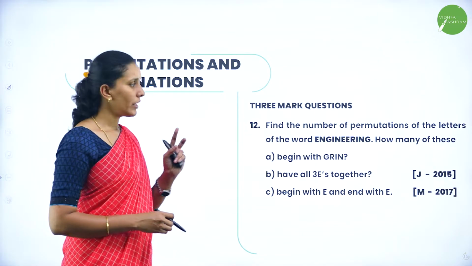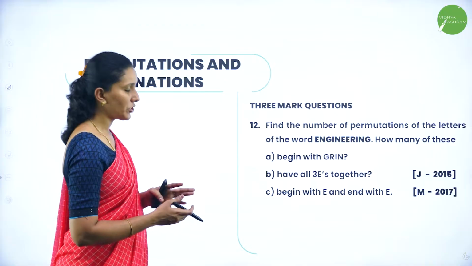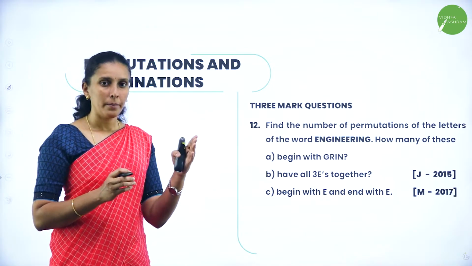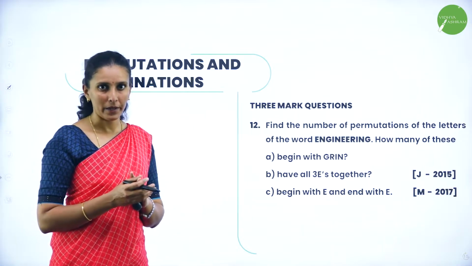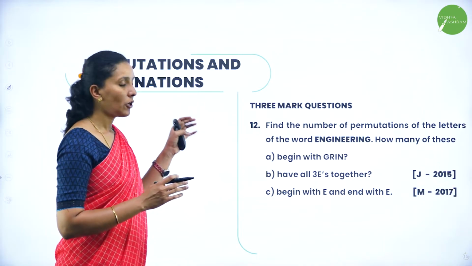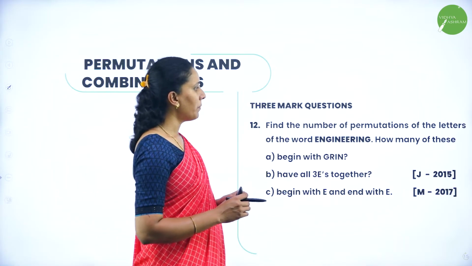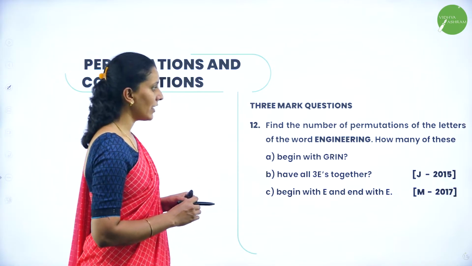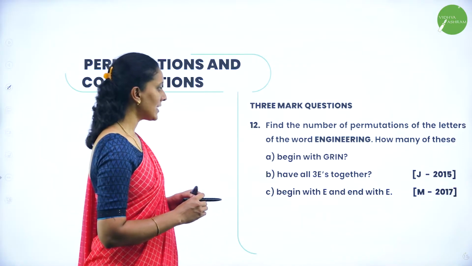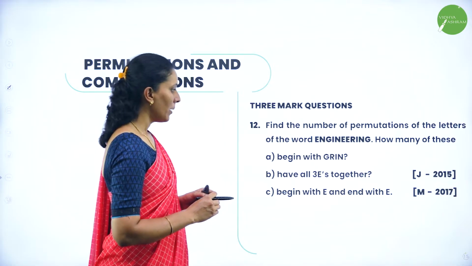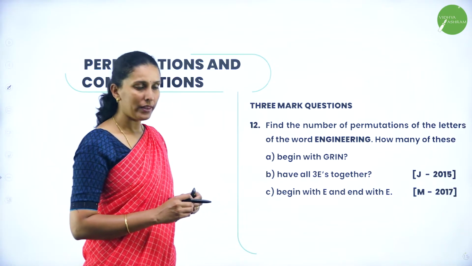Next, we will look at a 3-mark question. In a 3-mark question, you may get questions containing 3 sub-questions based on permutation or combination. Maximum you will get problems on permutations only. So here, find the number of permutations of the letters of the word engineering. How many of these begin with green, have all 3 E's together, begin with E and end with E?